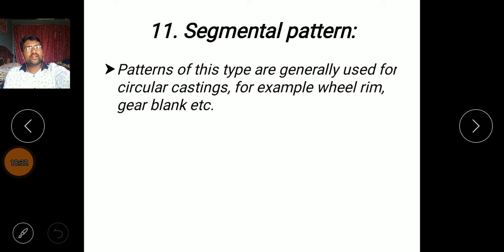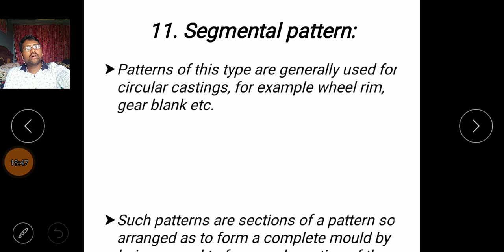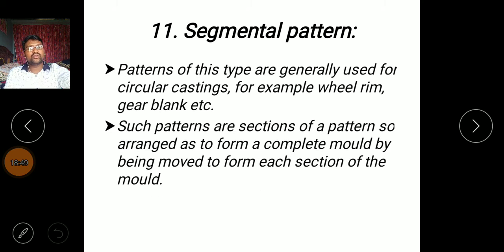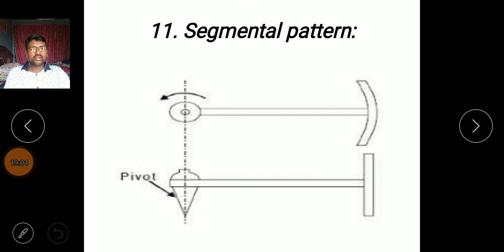Next, segmental pattern. The segmental pattern is used to prepare wheels or circular objects. Patterns of this type are generally used for circular casting, for example, wheel rim and gear blank. Objects like these we have to prepare by using the segmental pattern. Such patterns or sections of patterns are so arranged as to form a complete mold by moving to form each section of the mold. Although it is a segmental pattern, it is one segment of the wheel.